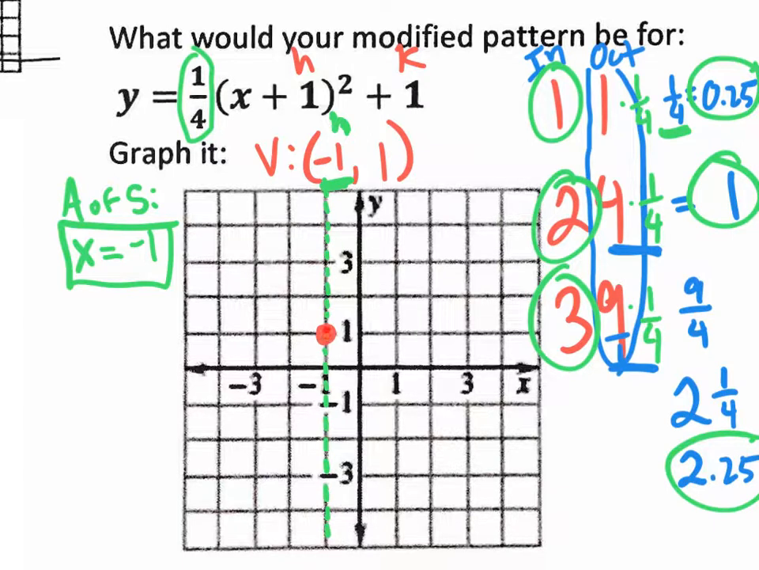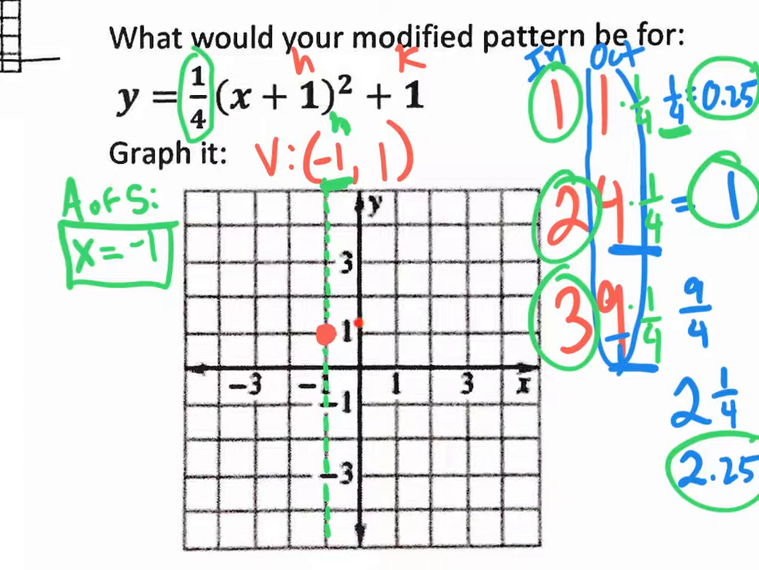So from your vertex, you're going to go 1 to the left and 0.25 of a unit up. Why up? Because the A value is positive. So check this out. From the vertex, 1 to the left or right, doesn't matter, and 0.25 of the way up. That's not even halfway. That's only halfway to the halfway. Does that make sense? So 1 over 1/4 of the way up.